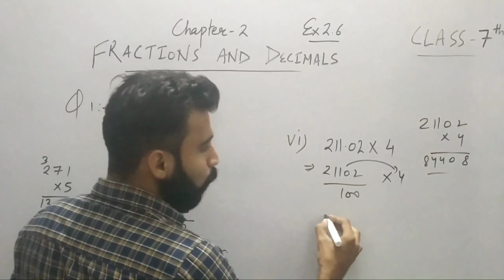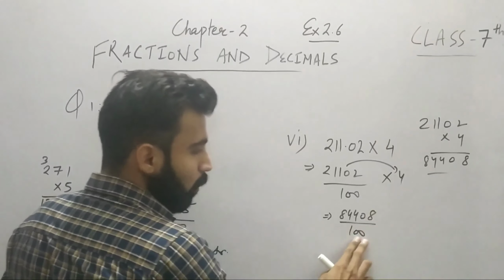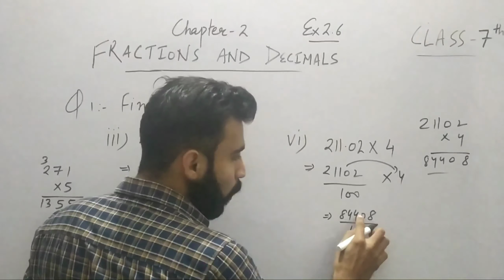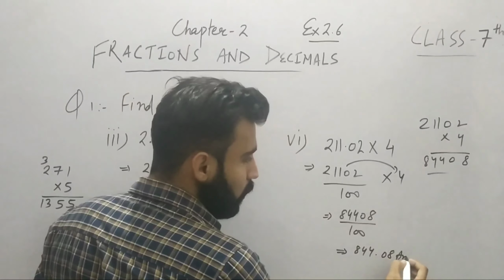So that will be 84408 divided by 100. Now there are 2 zeros, so simply place decimal just before 2 digits. So it's somewhere here, right? So the value will be 844.08. So this is our answer, right? So it is as simple as that. Just remove the decimal, place the number of zeros equal to the digits, and just simply multiply and then put the decimal again, right? So that's how we're going to multiply decimal numbers.